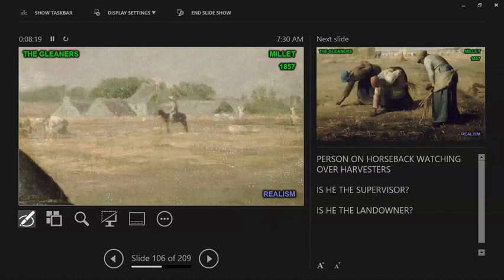On the right side, in the distance, is one person on horseback. I don't know exactly who that is, but it's somebody in power. They're overseeing the group and making sure that they are doing what they're supposed to be doing. It could be a supervisor. It could be the landowner. But it is somebody in power there.